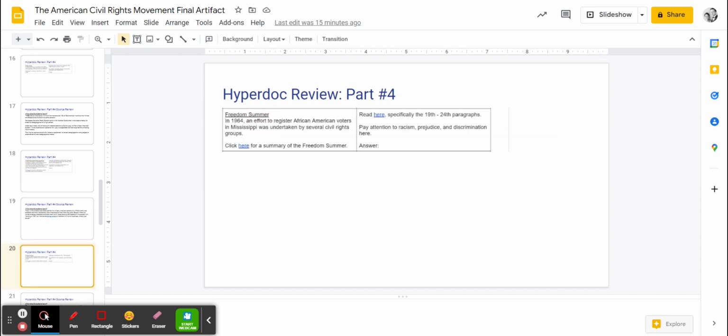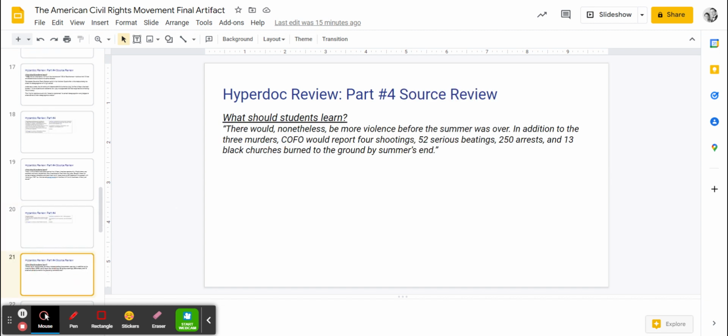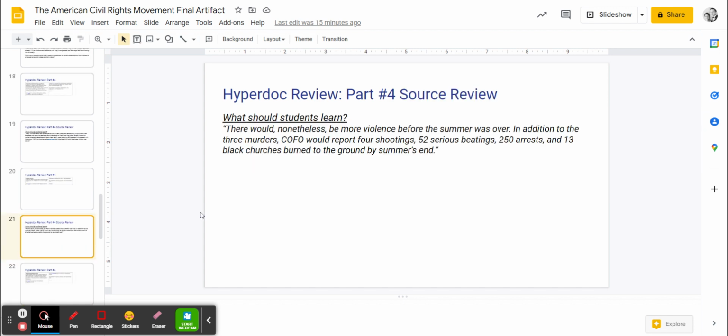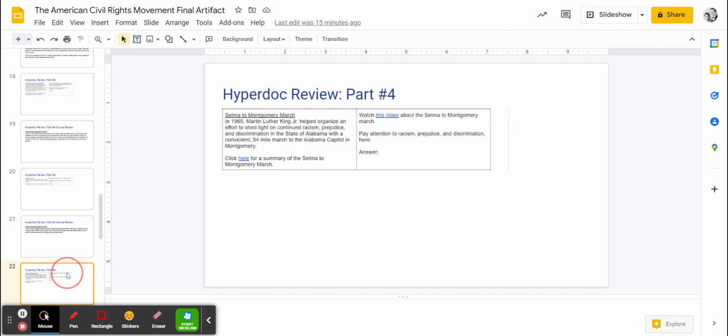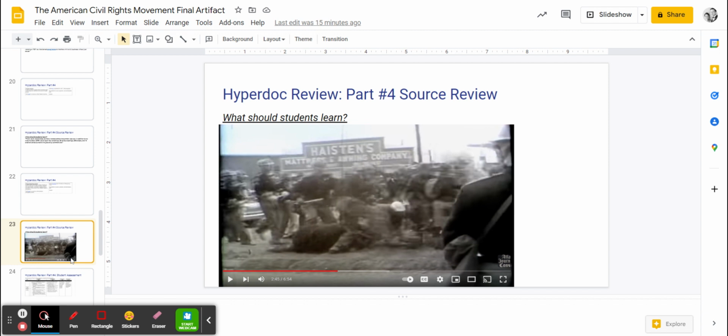Students will be looking at the Freedom Summer, and they will see here, in this particular passage, that there was a ton of violence that occurred when various groups working together went to Mississippi to help get out the African American vote. So again, here is that source review, and then my last event in part 4 is the Selma to Montgomery March. And here, students are actually just watching a video, and I screenshotted just one of the images from that video.